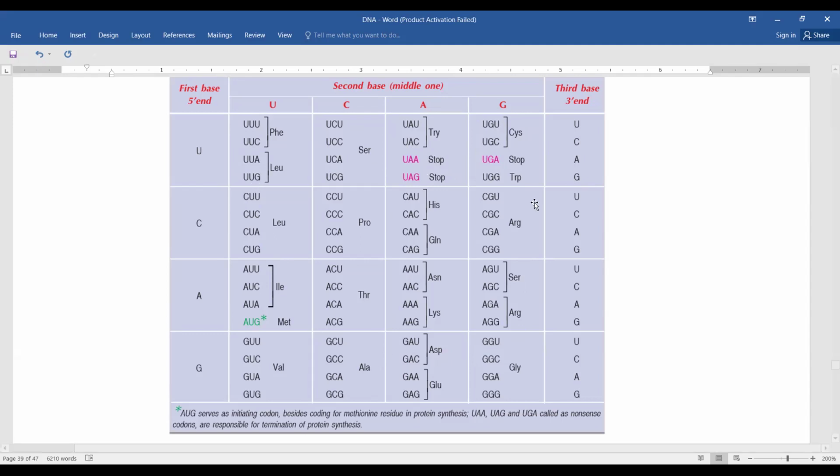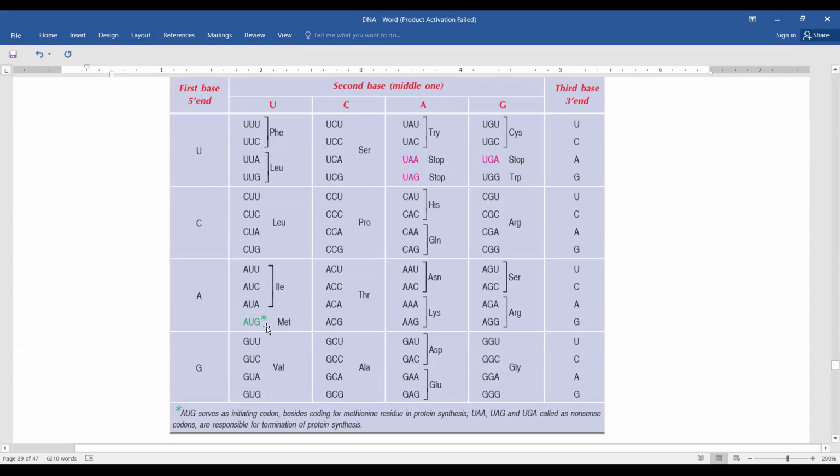Out of these 64 codons, UAA, UAG and UGA, these 3 are given in red color. These are the stop codons. They are also known as nonsense codons. You can also call them terminator codons, which stop the protein synthesis or translation. And here you can see AUG: for any cell, for any organism, in any protein synthesis, the first codon is always AUG, and it codes for the amino acid methionine.